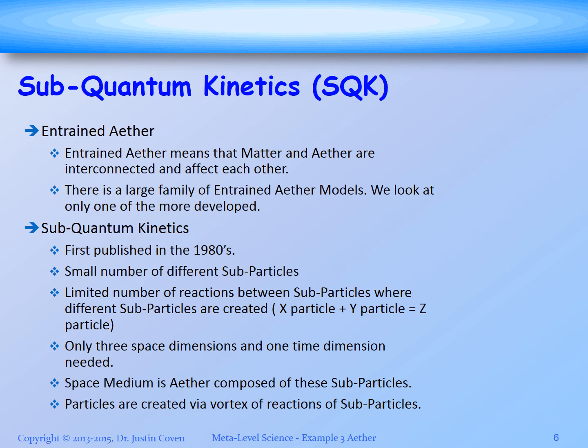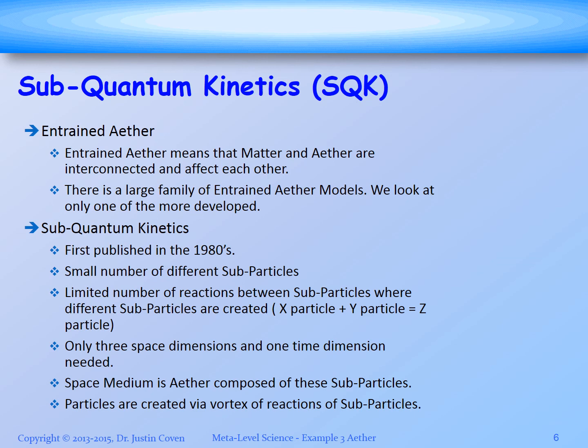Subquantum kinetics is an entrained ether. An entrained ether means that the matter and ether are interconnected and affect each other. Within relativity, the connection between space and the matter is much more strongly locked together with very little room for variability. There is a large family of entrained ether models.